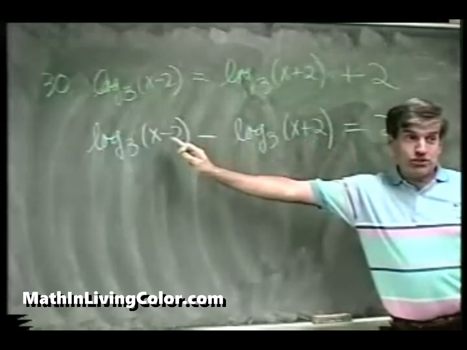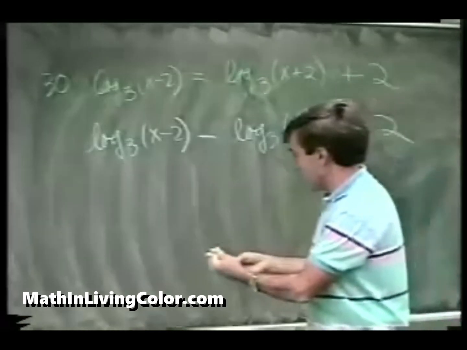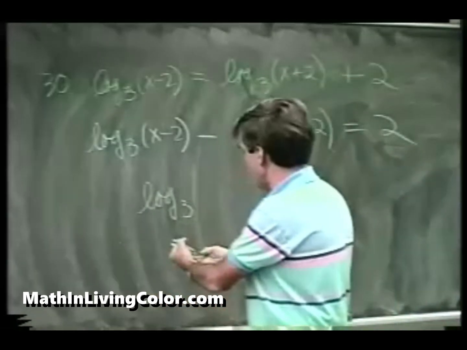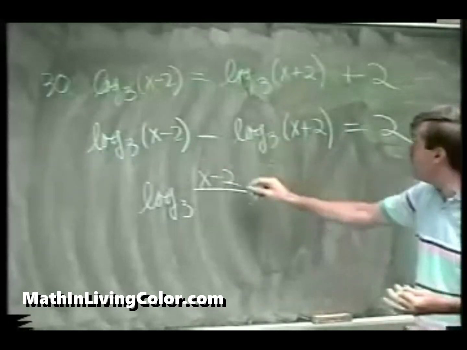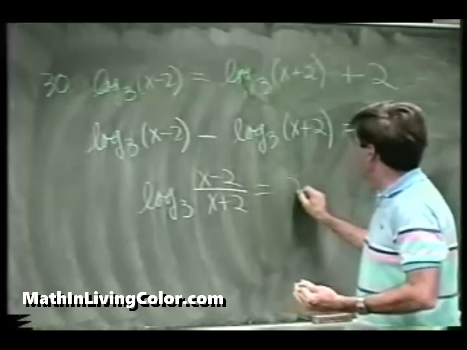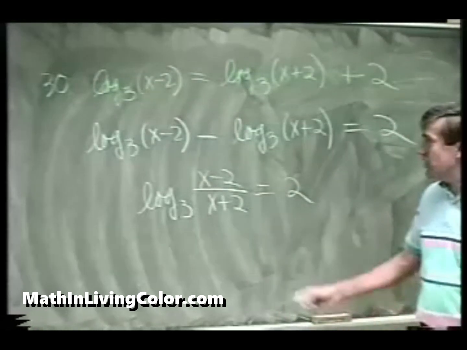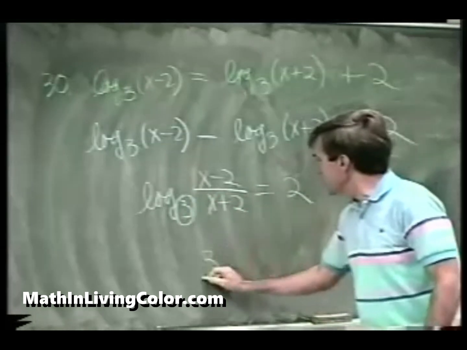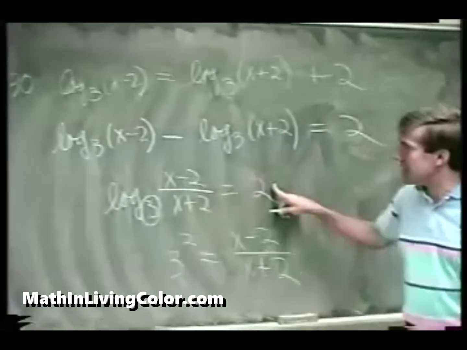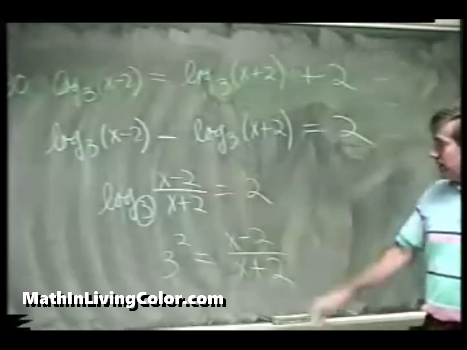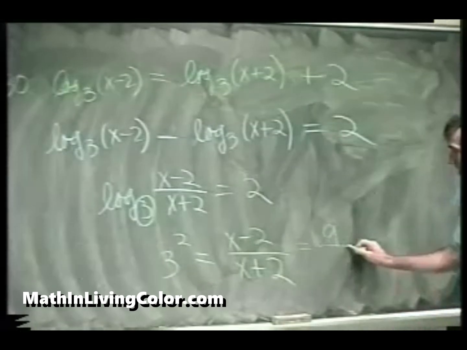Well, before we go to exponential form, we have to do one more step. We've got a log minus a log, so we put that into a single logarithm. That would be log base 3 of x minus 2 over x plus 2, because it's subtracting logarithms, and that equals 2. Now we translate back into exponential notation: 3 to the second is equal to x minus 2 over x plus 2. And 3 to the second is 9, which is like 9 over 1.